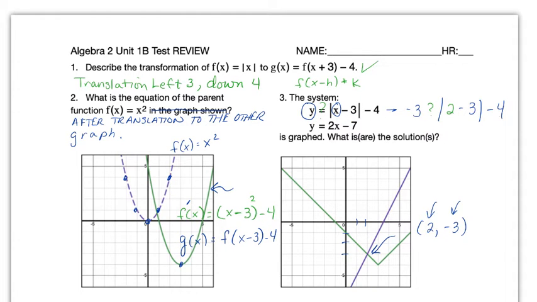Left side we don't have to do any math on, it's just negative 3. Right hand side, let's see here, that's a negative 1.